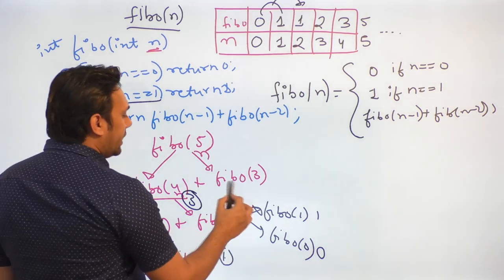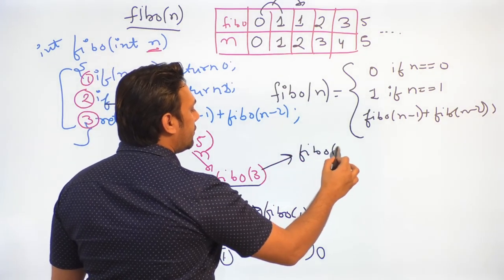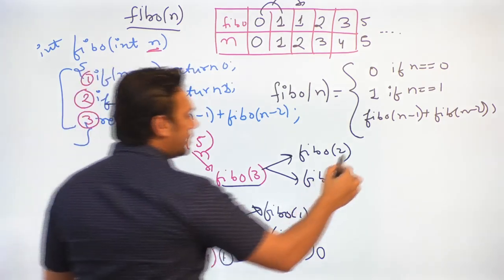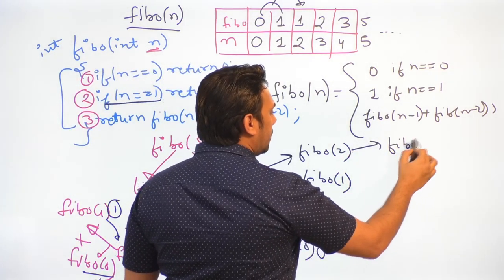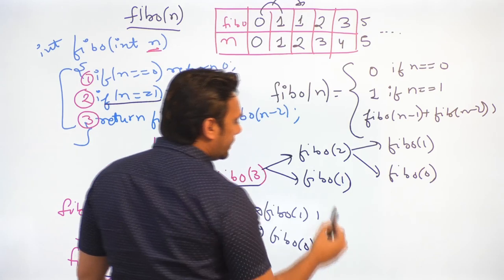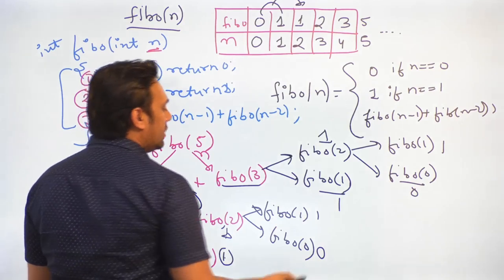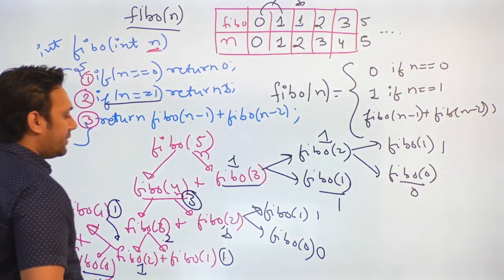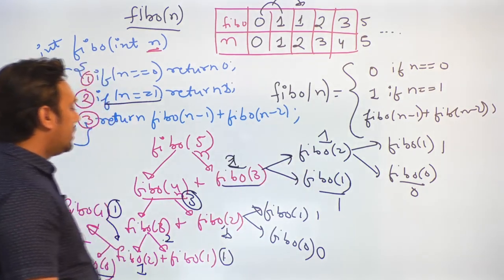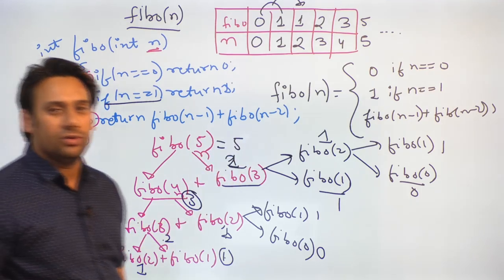In the same way, when I try to identify Fibonacci of 3, it is going to call Fibonacci of 2 plus Fibonacci of 1. And again this Fibonacci of 2 is Fibonacci of 1 plus Fibonacci of 0. And this value is 1, this value is 0, this value is 1. So Fibonacci of 2 is 1. And Fibonacci of 1 is also 1. Okay? So Fibonacci of 3 is 2, because 1 plus 1 is 2. So from this I can say Fibonacci of 5 is equal to 5. Fibonacci of 5 jo hai, uski value 5 hogi.